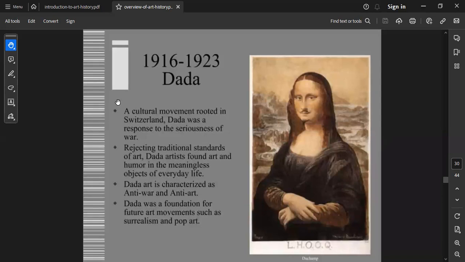And what they did, artists in Dada, they took certain well-known, well-recognized pieces of art, and they purposefully added some element of ridicule, and they came up with a very robust, very laughable output, which was in contrast to the seriousness of the then societal atmosphere. Secondly, rejecting the traditional standard.